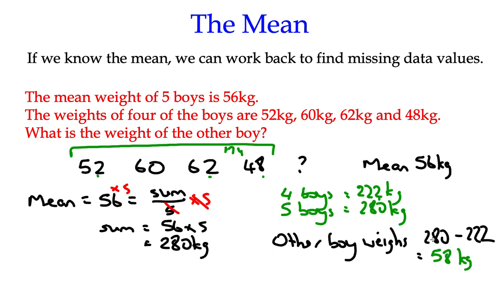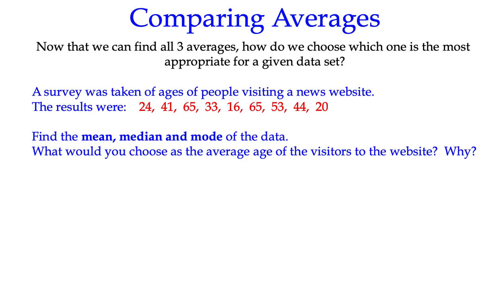So we can work back the way if we know. It's a nice little calculation that you can do. And lastly, now that we know all the 3 averages, what we can do is work them all out and think which is the best one. Is there a most appropriate one? So have a look at this, and then we're going to have a wee look through.